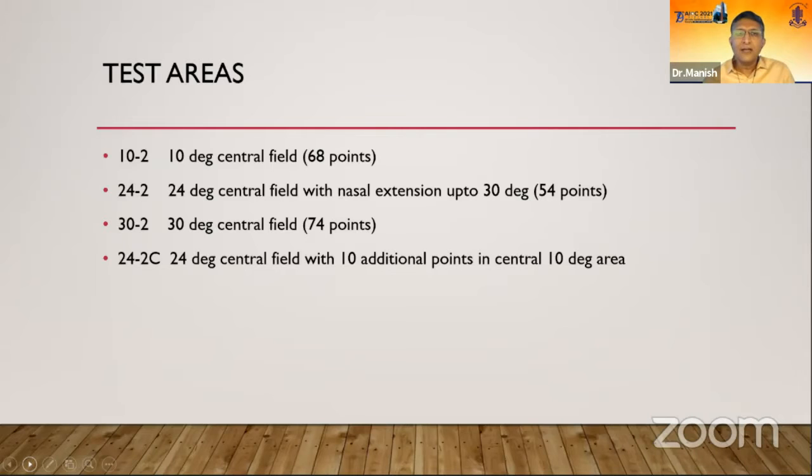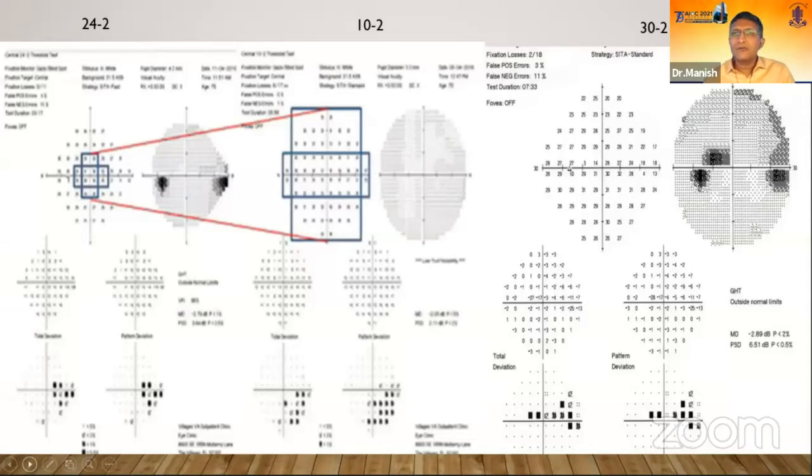And even now, when you first see a patient, some experts still prefer to do a 30-2 as the first test. The new one which has come in is the 24-2C, which is the 24-2 test plus 10 additional points in the central 10-degree area. And we will be discussing this. So these are the standard layouts. As you can see, to your far extreme right is the 30-2, the standard 30-2 test. In the middle is the 10-2, and what I want to make out is 10 degrees only central field, and a pretty intensive 68 points are tested.